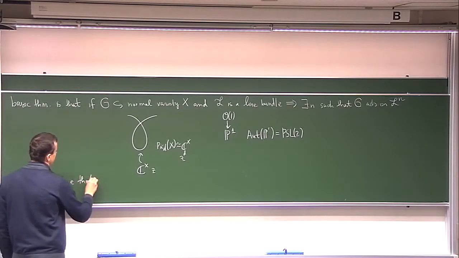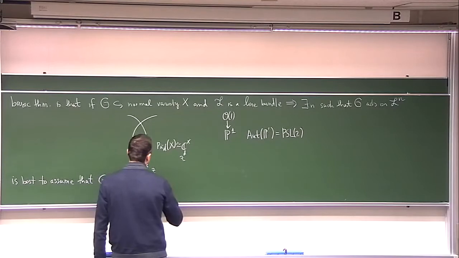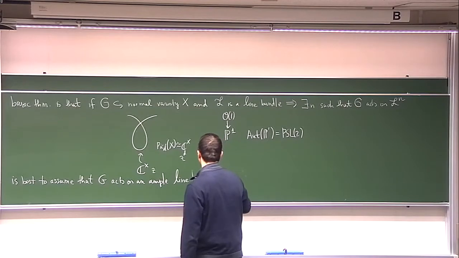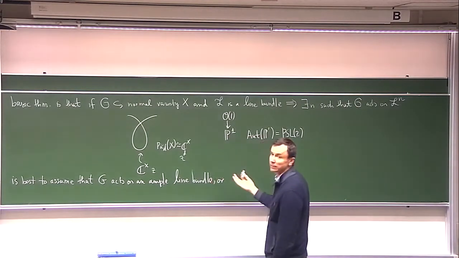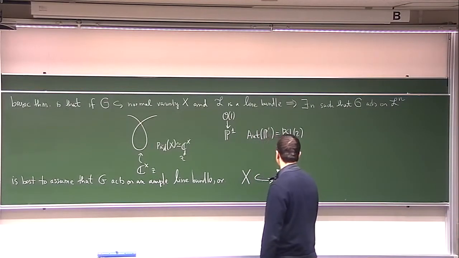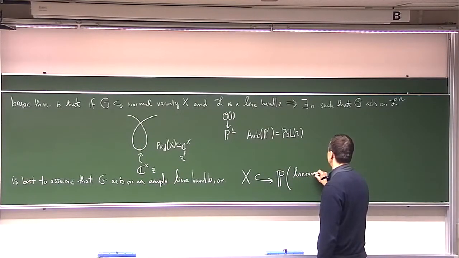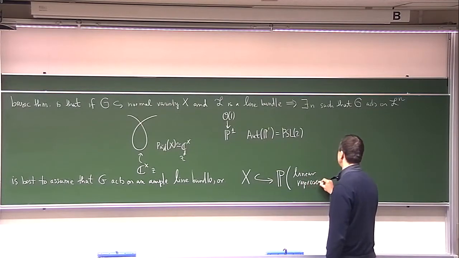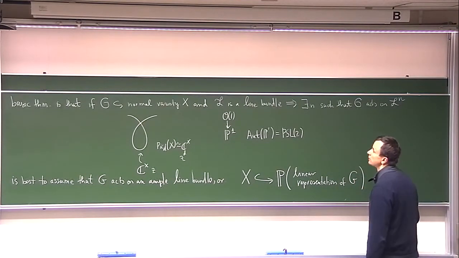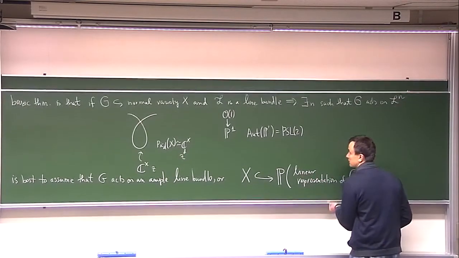that G acts on an ample line bundle. Or equivalently, an ample line bundle gives me an embedding in projective space, so X is equivalently embedded in the projectivization of a linear representation. For us it will be given, but if you want to work with equivariant K-theory of singularities, we must make this assumption.